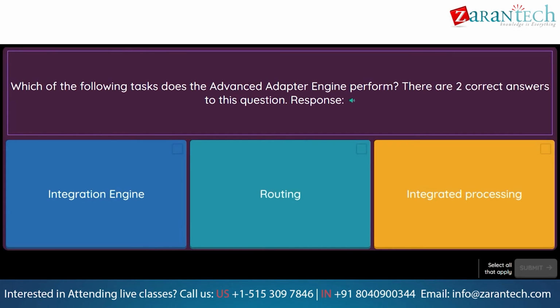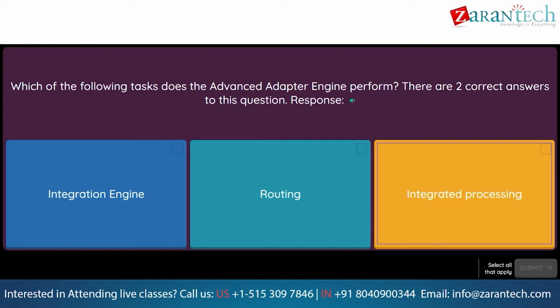Question: which of the following tasks does the Advanced Adapter Engine perform? There are two correct answers to this question. Response: Option 1 Integration Engine. Option 2 Routing. Option 3 Integrated Processing.